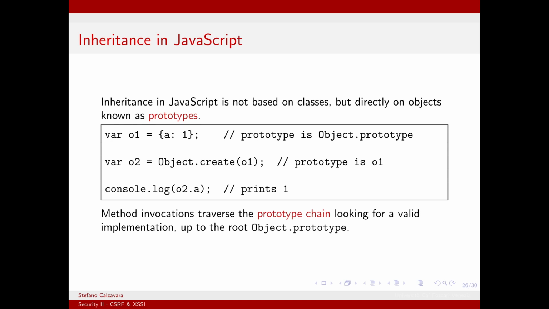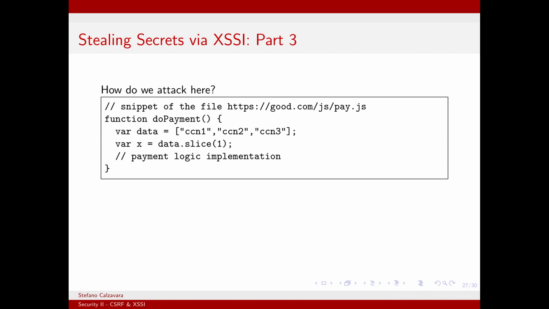Then at the second line, I'm creating a second object O2, and I use Object.create to inherit stuff from O1. So now the prototype of O2 is O1, which means in particular that when I call console.log on O2.a, the correct answer is still printed. So I print 1 because A is provided by the prototype O1. So the key idea is that method invocation and field accesses traverse the prototype chain looking for a valid implementation up to the root, in the worst case, which is the Object.prototype object, which is the root of the object hierarchy. So a good way to try to exfiltrate the data is shown in this example.